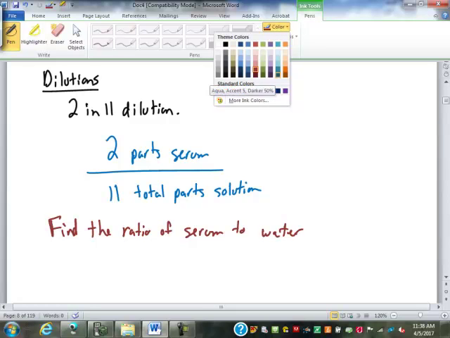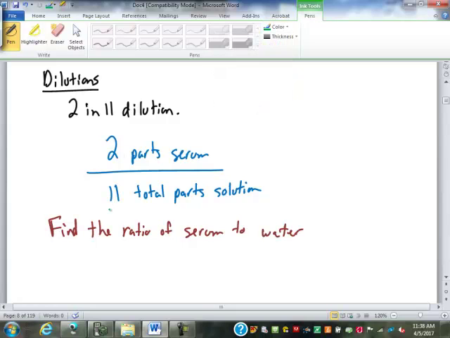So if our ratio of serum to total is 2 to 11, what is our ratio of serum to water? We'll still have 2 parts serum. How many parts water is going to be in this solution? There's 11 total parts, and 2 of those parts are serum. How many parts are water? 9, perfect. So the ratio of serum to water is 2 to 9.